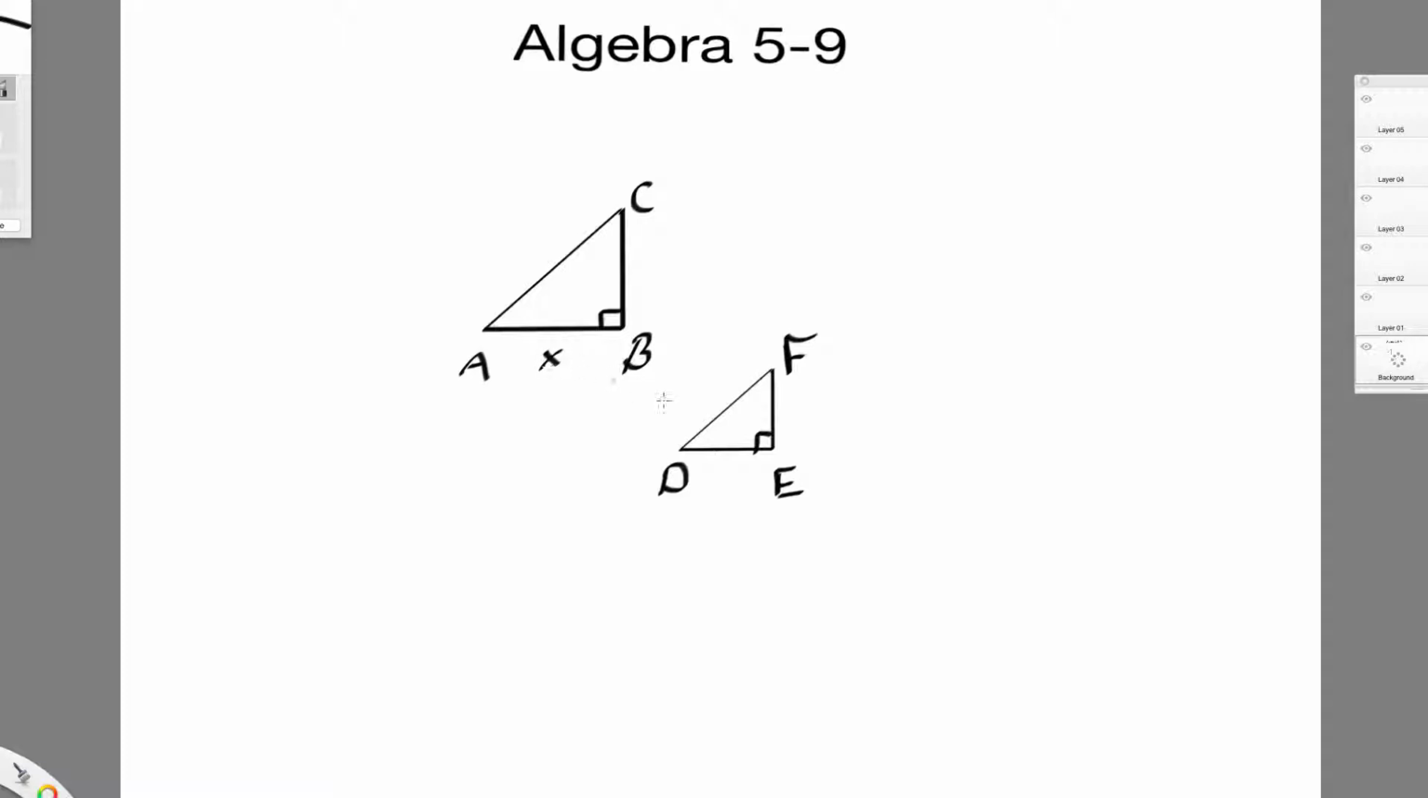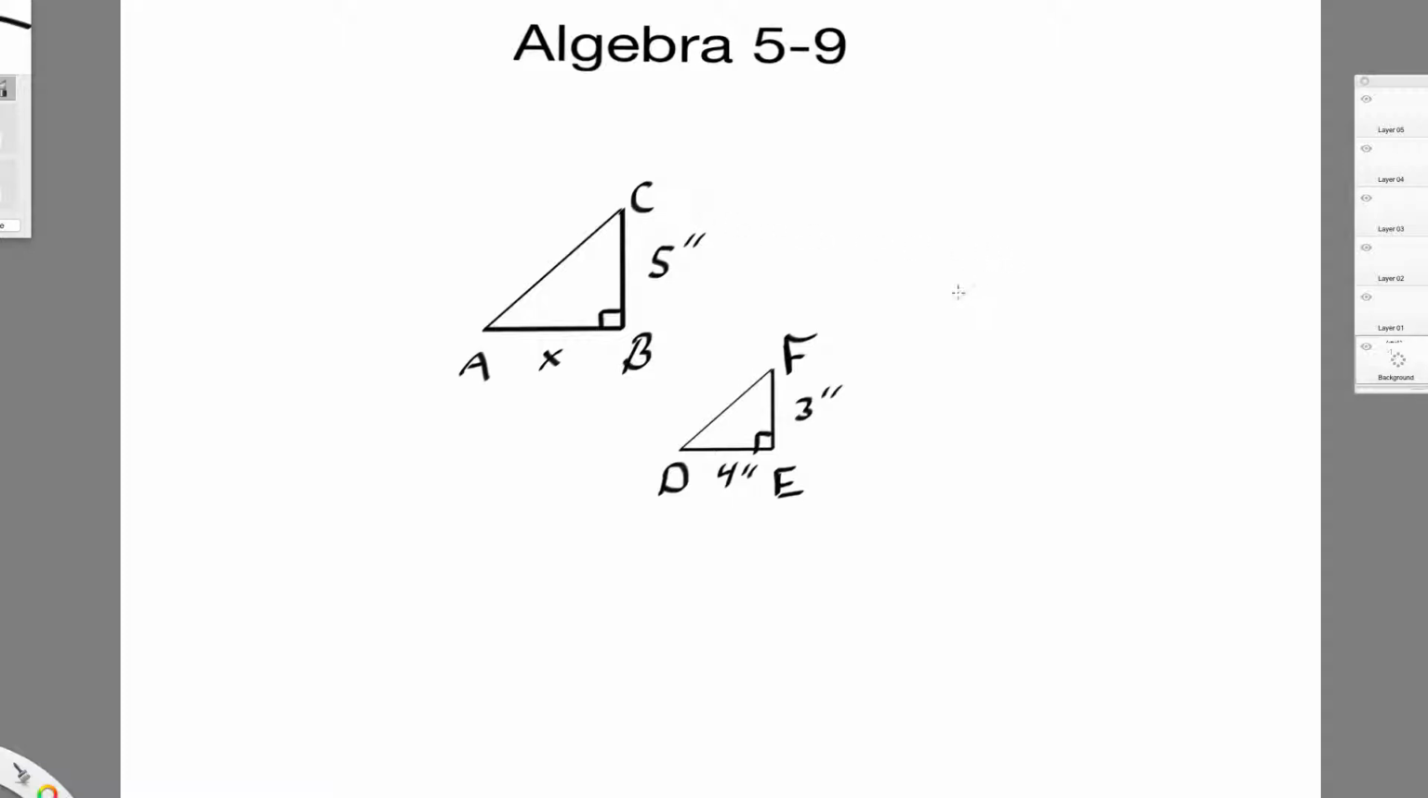So I've got a few things. We've got an unknown length here. We've got a known length here, and we'll make that in inches. We have another known length here. And for this one, we've got a known length here. So we've got our two triangles. We're saying that they are similar, and we want to find out what is the length of x. Well, since they're similar, it means the ratio of sides are equal to each other.